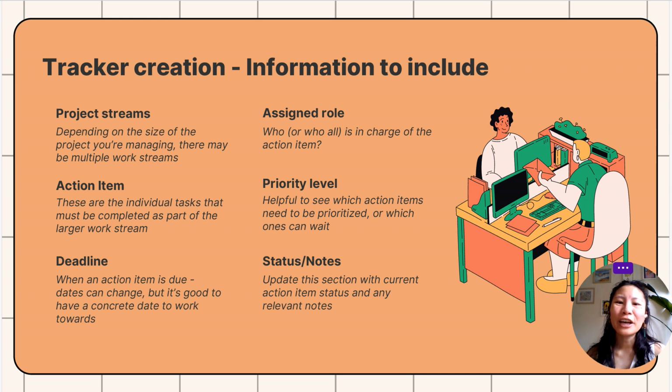And finally, you'll want to have a status and notes section. This is really good for any miscellaneous details that come up that you want to note. If you had a meeting and someone said something important about an action item or a work stream, you can note that as well. And of course, you can tailor this section to what works best for you, but I would definitely highly encourage having a section where you can add these notes in.